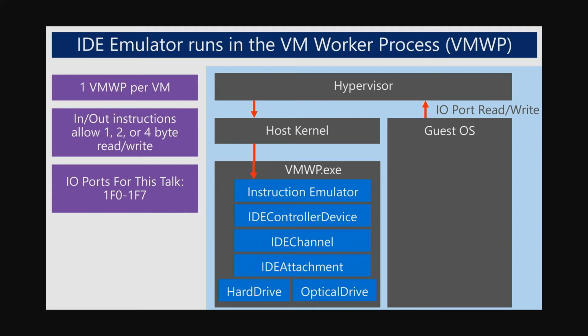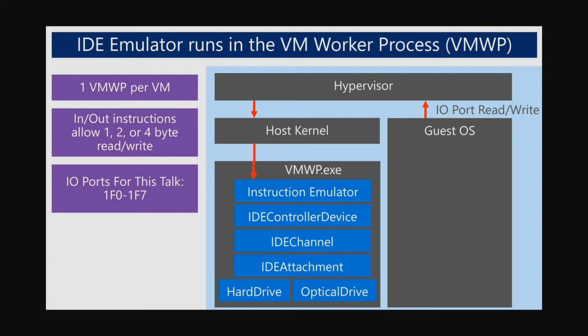And that actually provides one really nice property for us, which is that if you find a bug in code in the worker process that just allows you to crash the worker process, that vulnerability only allows you to create a denial of service for your own virtual machine. It doesn't actually impact anything else running on the system.